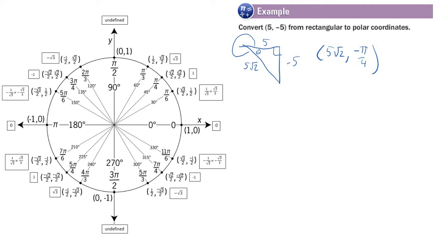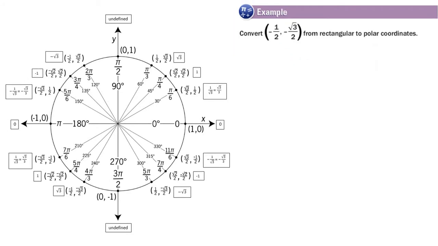Okay, let's look at another one. Convert. So same thing. (-1/2, -√3/2). Again, I just like to make a quick sketch. So if I go this way, so that's -1/2, and I'm going down √3/2. So here is the actual side, right, the thing we're looking at. So again, that just shows me which quadrant. So I'm in the third quadrant, of course.